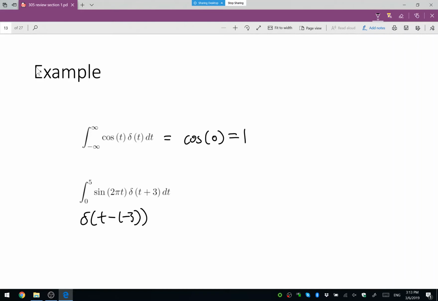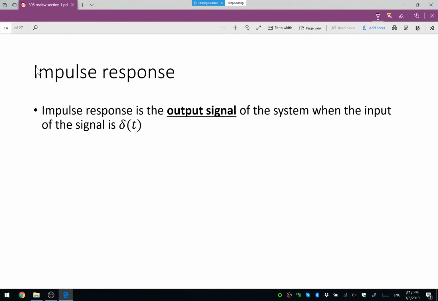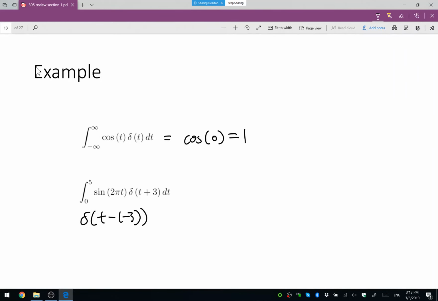Question? Yeah, for the first one, the delta(t) would make it just one point at 0. So how can the area under a curve of one point equal 1? Wouldn't that be the cosine?